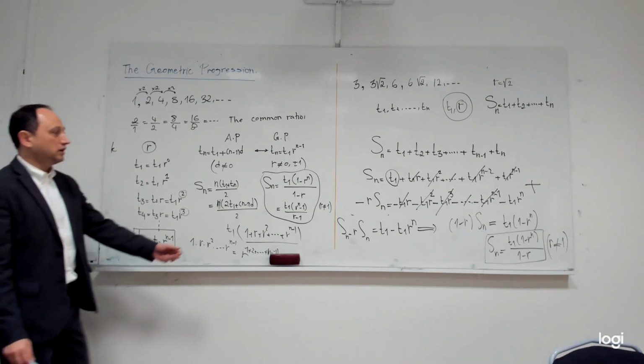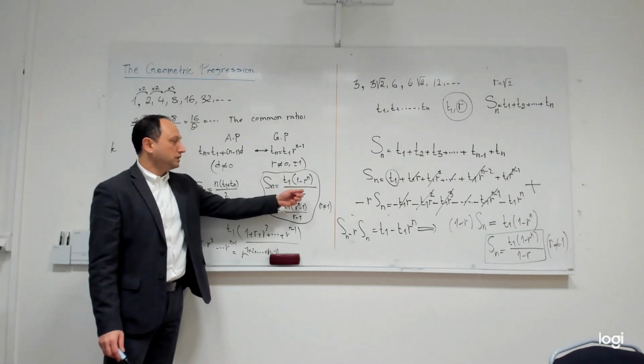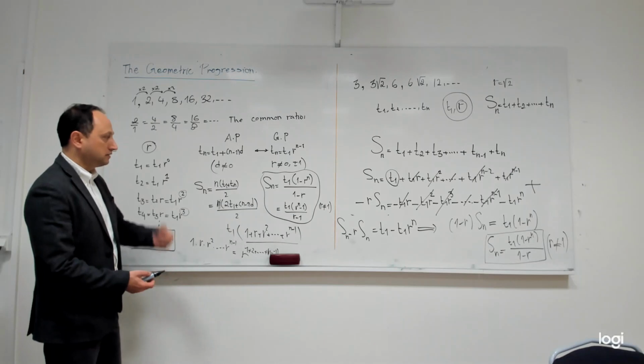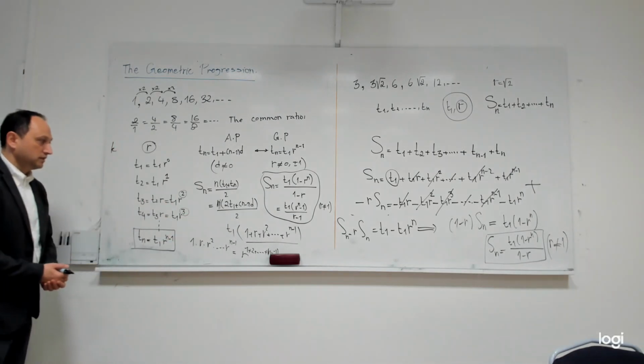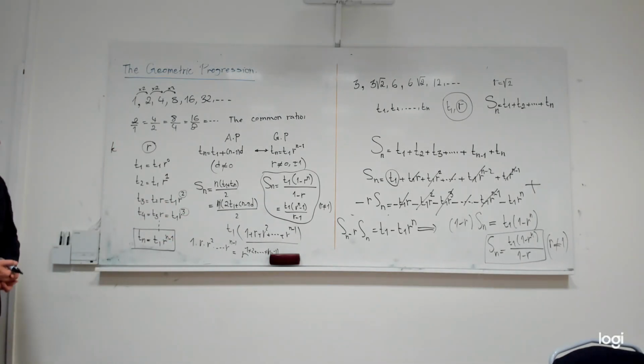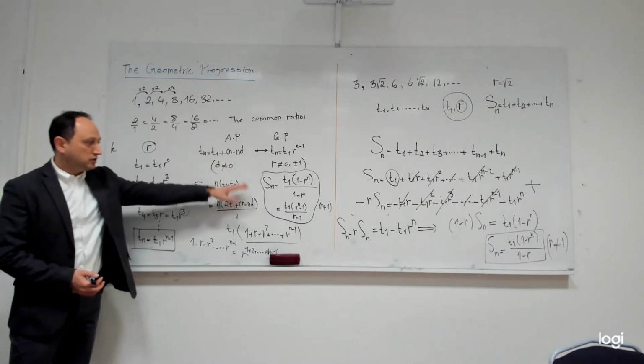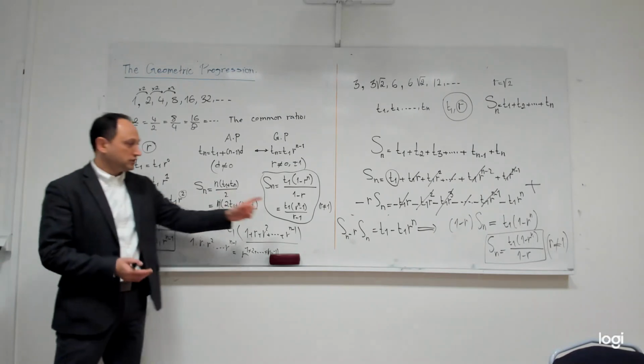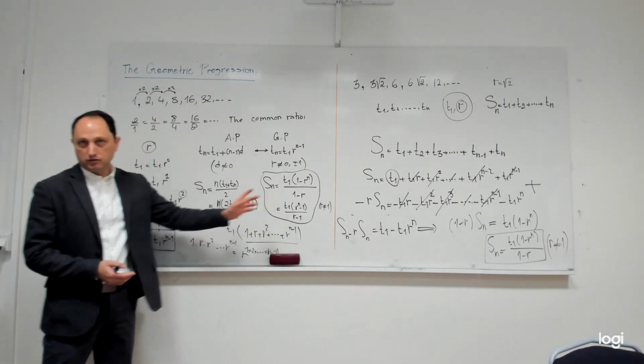Usually, if R is smaller than 1, we use this formula. If R is greater than 1, we use this formula. But that is not mandatory. The answers will be the same. So all these formulas that you see will be given to you in the formula sheet. I think in the formula sheet, instead of R, they have written K. So remember that.